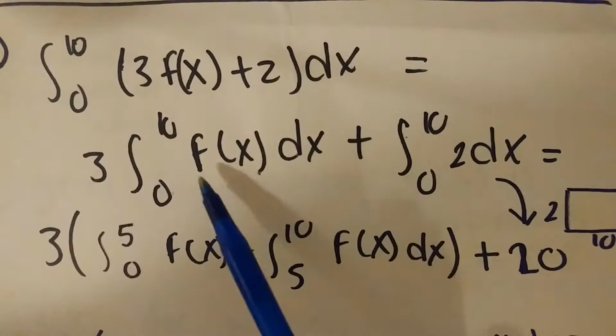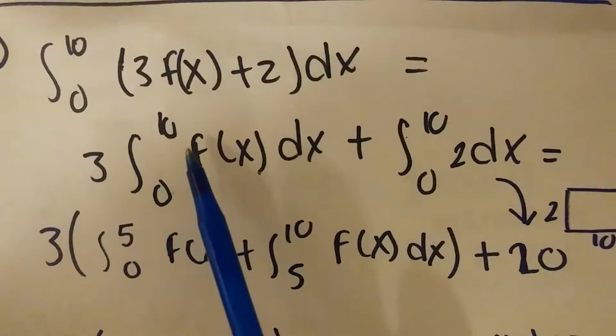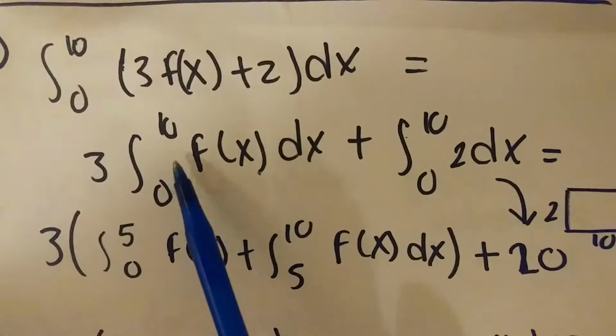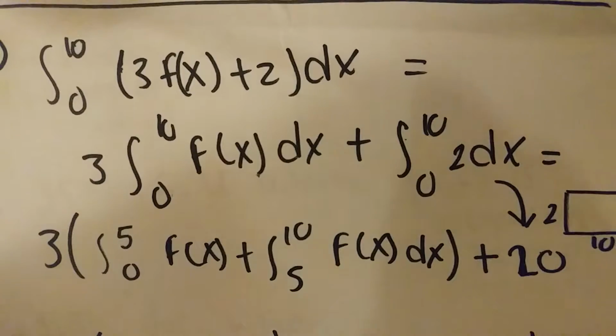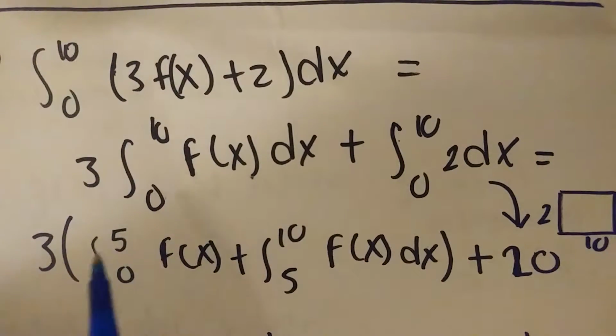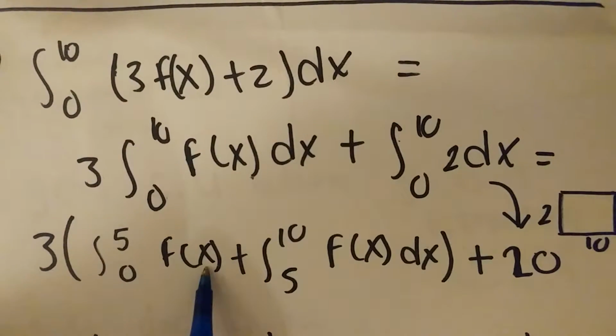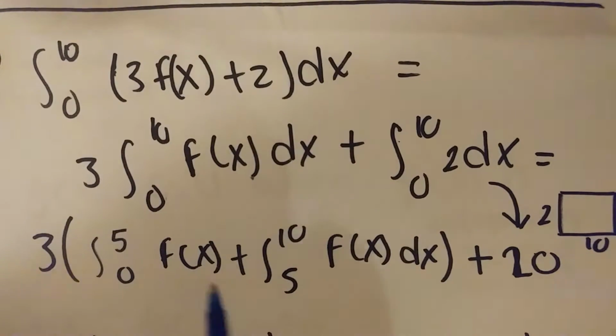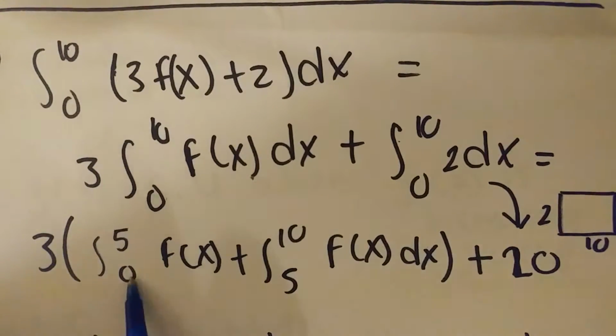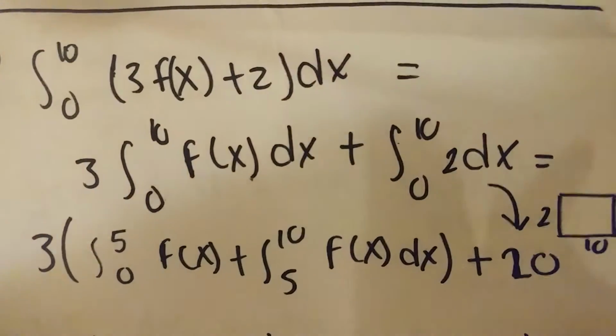For this area, what I've done is I separated 0 to 10 into 0 to 5 and 5 to 10, and I'll show you why in a moment. That's going to make everything a whole lot easier. So from 0 to 5 of f of x, and then 5 to 10 f of x dx, which is still 0 to 10. From 0 ends at 10.